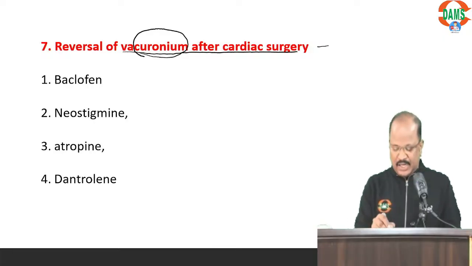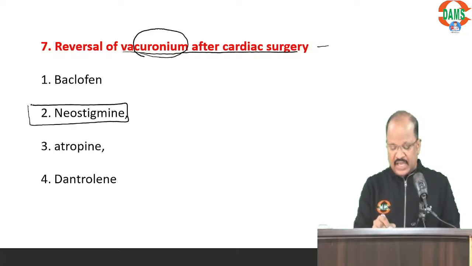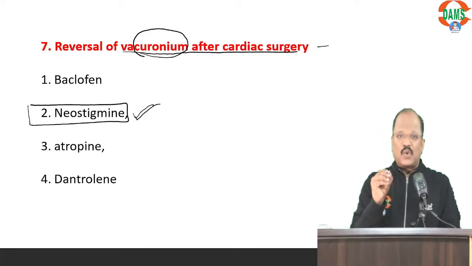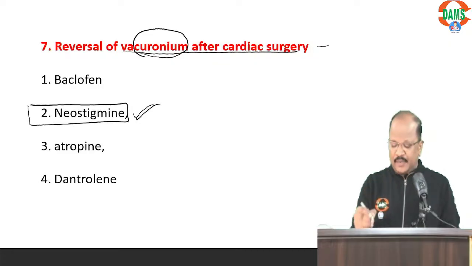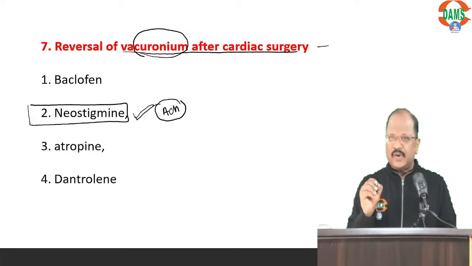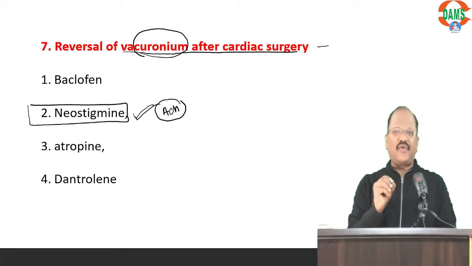anticholinesterase. For example, neostigmine. Wonderful. So the answer is option number B. Neostigmine, a cholinesterase enzyme inhibitor, accumulates acetylcholine, thereby improving muscle contraction. So for reversal of non-depolarizing SMR, we can go for neostigmine.